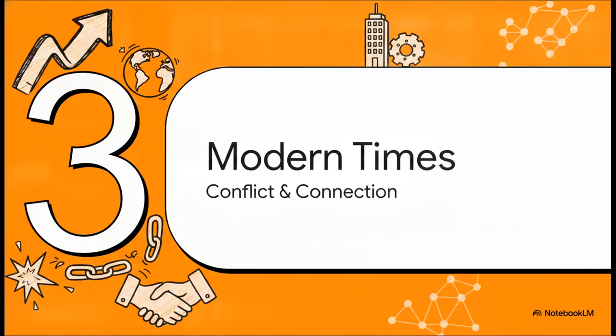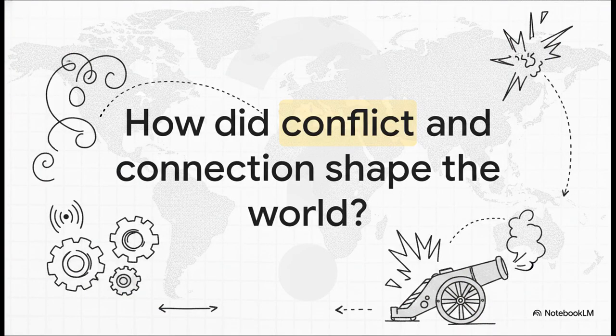Next up is Unit 3, Modern Times, Conflict and Connection. How did conflict and connection shape the modern world? This question is going to guide our look at an era defined by huge global integration, but also devastating, world-altering wars. As the world became more industrialized, countries obviously became more connected than ever before. But as we know, connection doesn't always mean harmony. Actually, sometimes being closer together just creates a lot of friction.